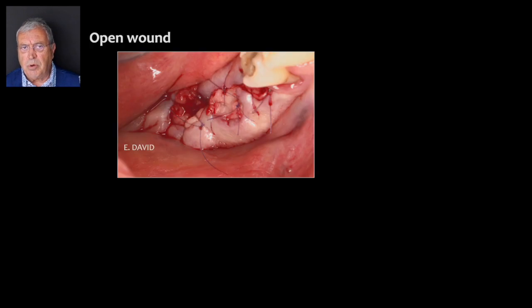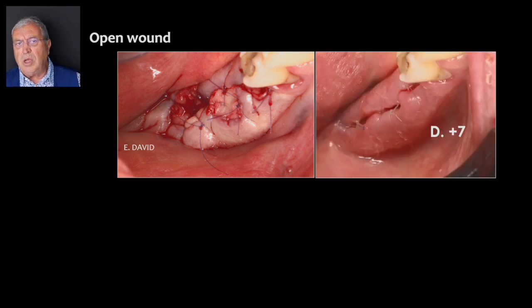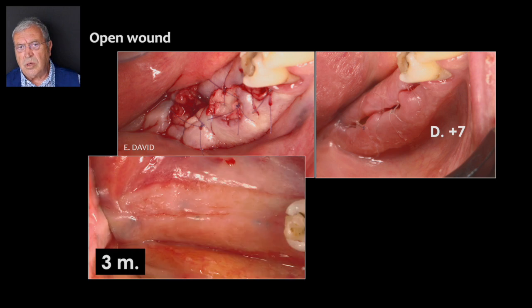We can put bone graft into the socket, and we will cover with PRF, of course, and the goal is to get a good soft tissue, keratinized. This is one of the goals of the open wound, but the bone is still there.